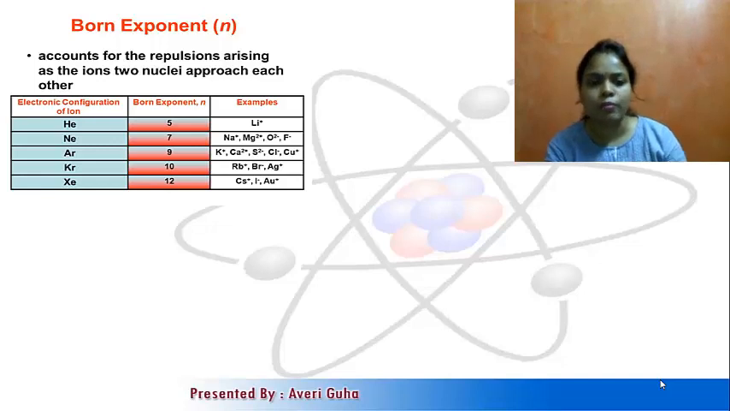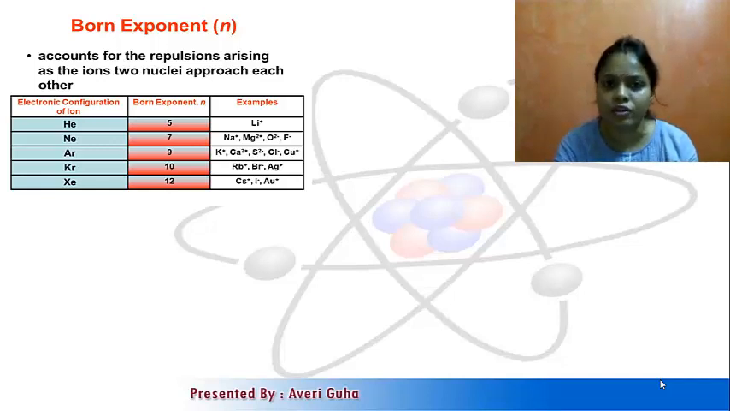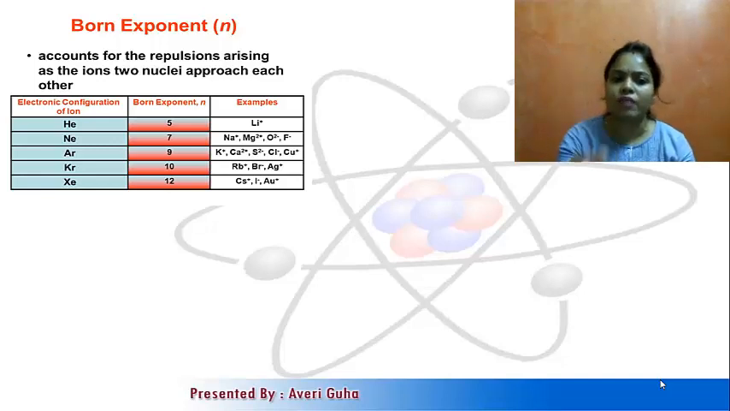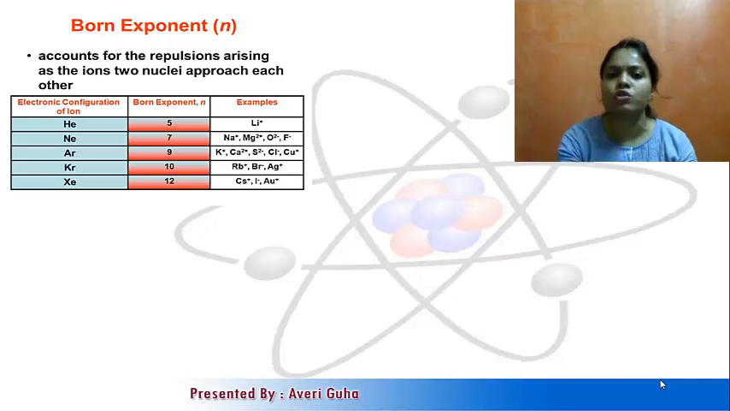Just see, it's very simple. Here in the Born exponent chart, you can see on the left-hand side in blue the electronic configurations of some noble gases: helium, neon, argon, krypton, xenon. In between, in red, are their corresponding Born exponent values, that is 5, 7, 9, 10, 12. And on the right-hand side, they give some examples, that is, which cation and which anion will correspond to that particular electronic configuration.